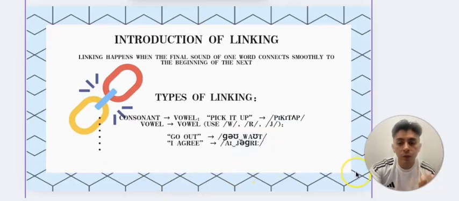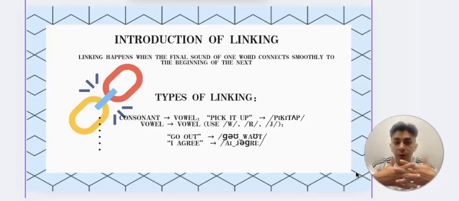So, what is the introduction? What is linking specifically? We are going to talk about this and how important linking is when we're learning English. Linking happens when the final sound of one word connects smoothly to the beginning of the next one. So that's why, like we said, when they are together, it sounds like one.